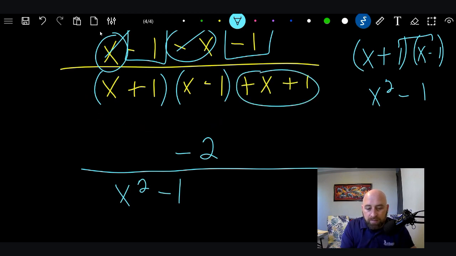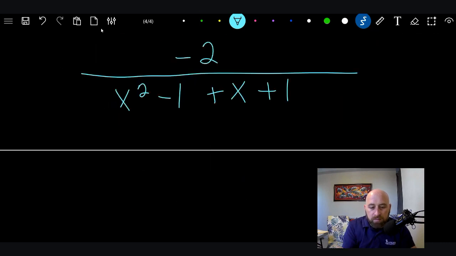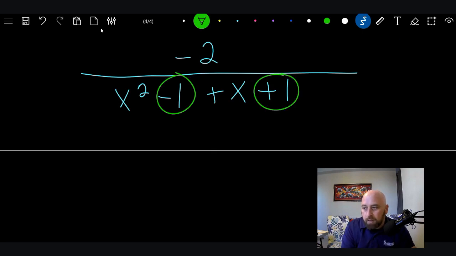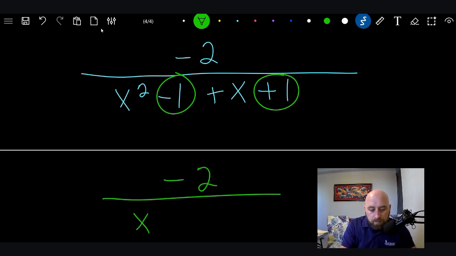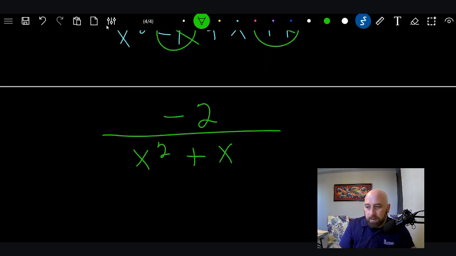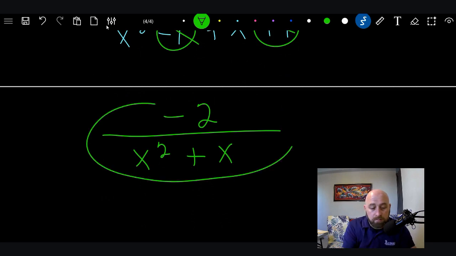And then we still have this plus x plus 1 plus x plus 1. We can now simplify this out. Minus 1 plus 1, so that goes away. So your answer is going to be negative 2 over x squared, those cancel, plus x. Okay, and that would be your answer.